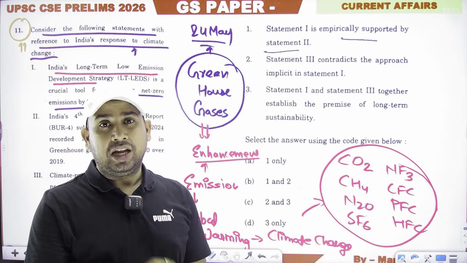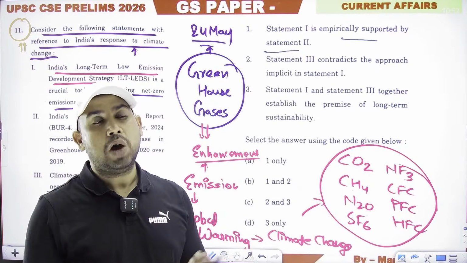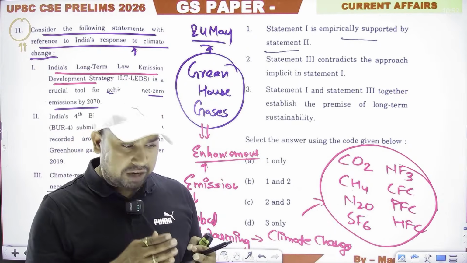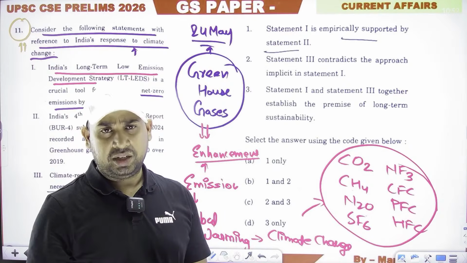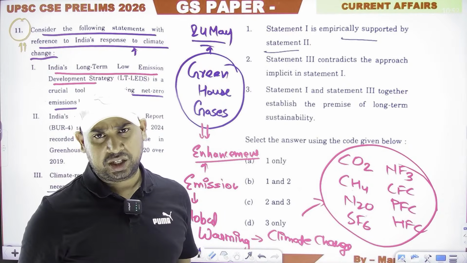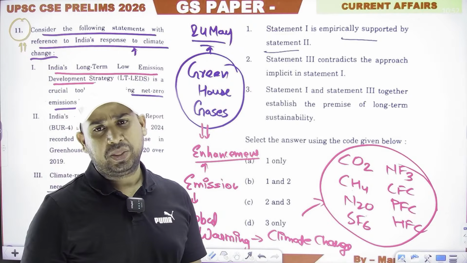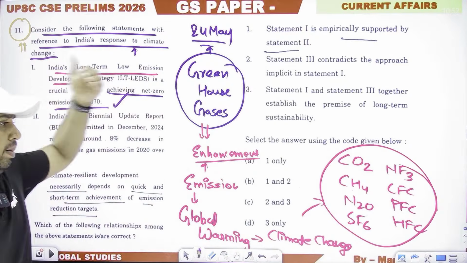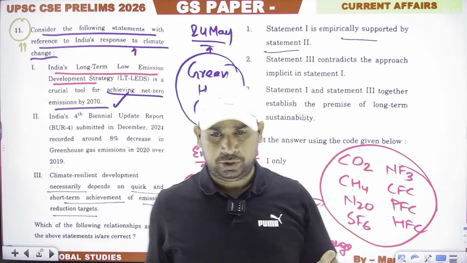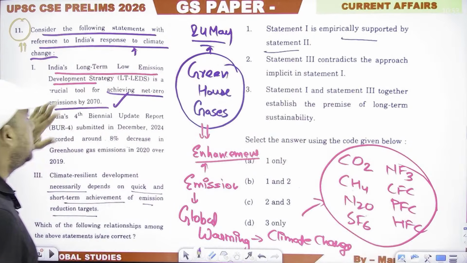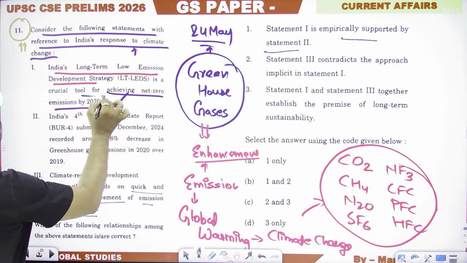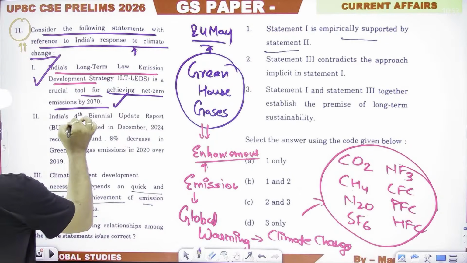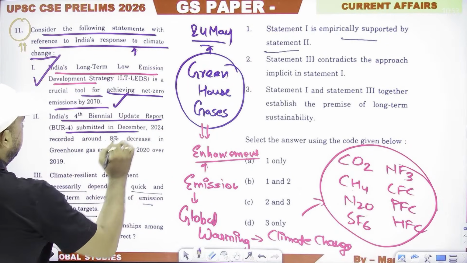If somebody asks me how this carbon is emitted on a long-term basis and how India will curb it: if you are using electricity in your home, you are emitting carbon. If you are using any kind of vehicles, any kind of fossil fuels, if coal is there, if petrol is there, if diesel is there, if crude is there, if you are burning any kind of wood, everywhere carbon is usually emitted. On that basis, we are focusing on alternatives to those things. So the statement that we have a long-term low emission development strategy as a crucial tool for achieving net zero emission by 2070 is absolutely correct. The second statement says that India's fourth biennial update report was submitted in December 2024.